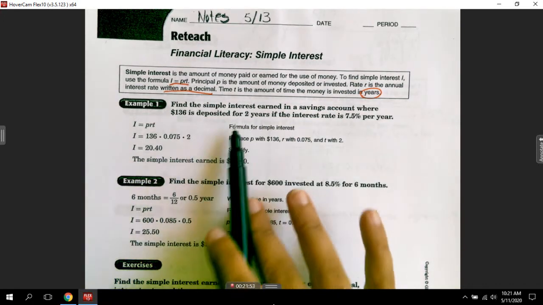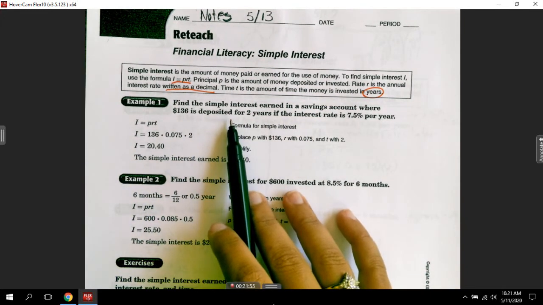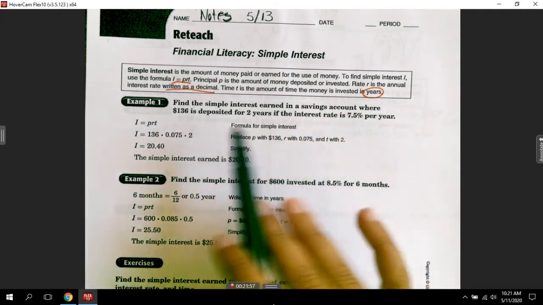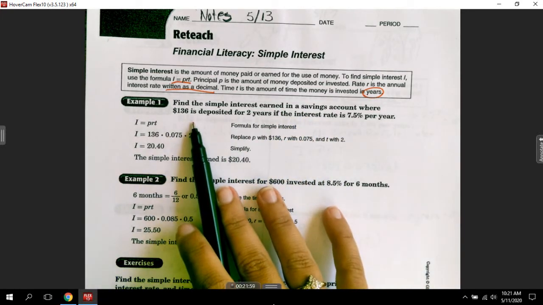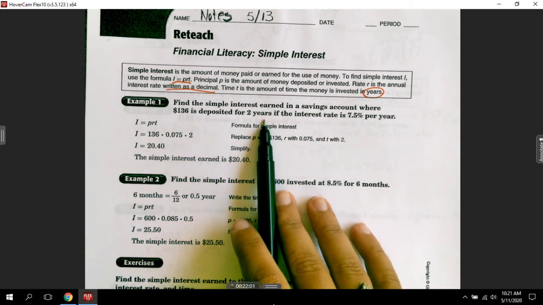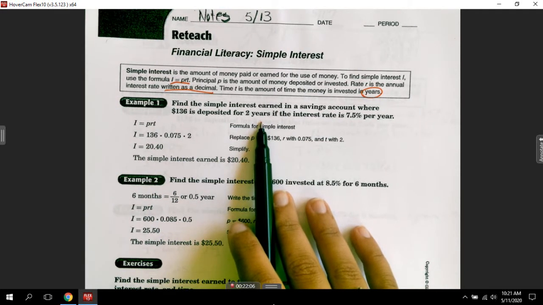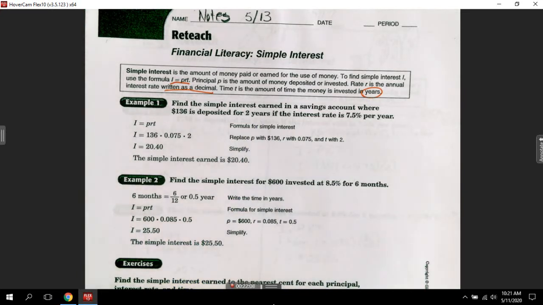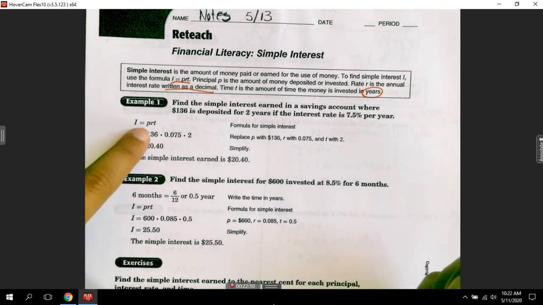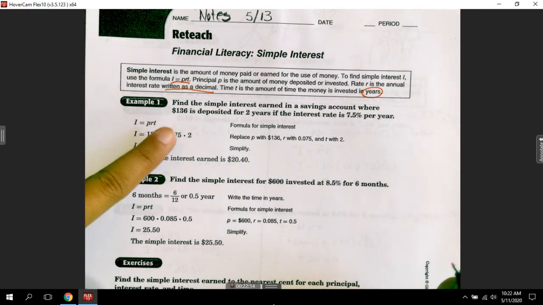So example 1 says to find the simple interest earned in a savings account where $136 is deposited for 2 years if the interest rate is 7.5% per year. So we're finding simple interest, so we're going to be finding I. We're using that formula again, I equals PRT. So remember, PRT means P times R times T.